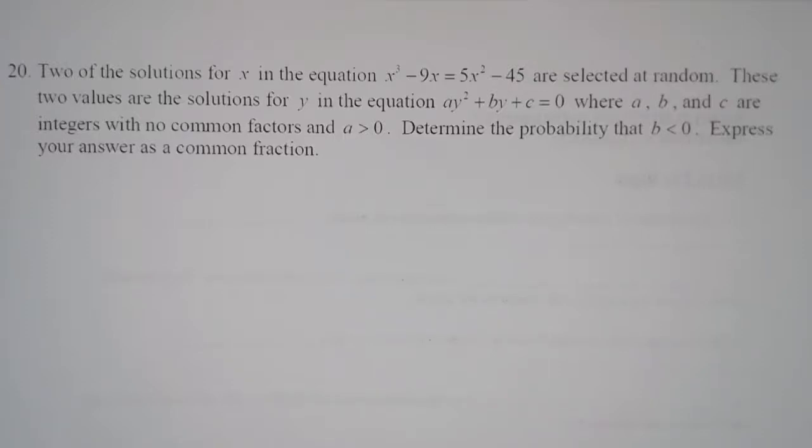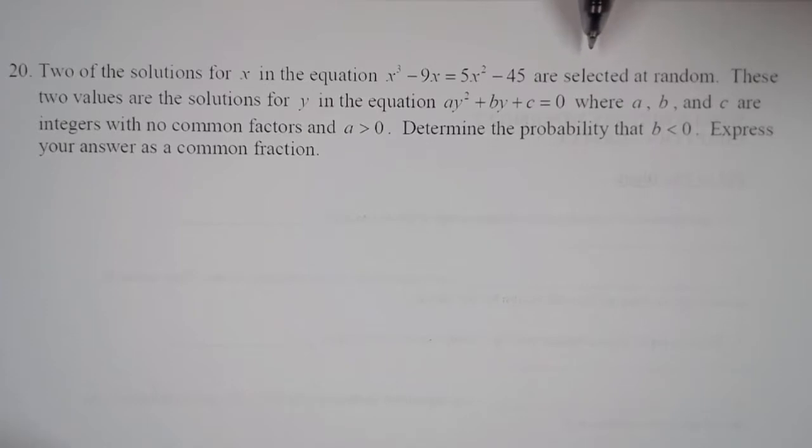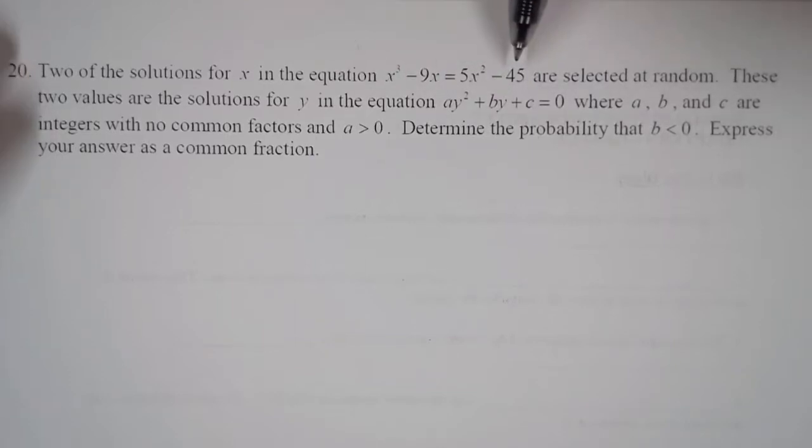In this problem, they give us that two of the solutions for x in this equation are selected at random. Now let's stop right there. We've got x squared and we've got x cubed. So how do we find the solutions? Well, anytime you've got x squared or x cubed, what you want to do is get everything equal to 0. So everything has to be on one side.